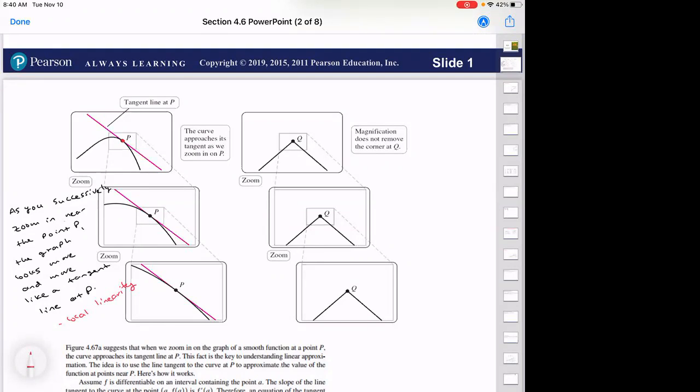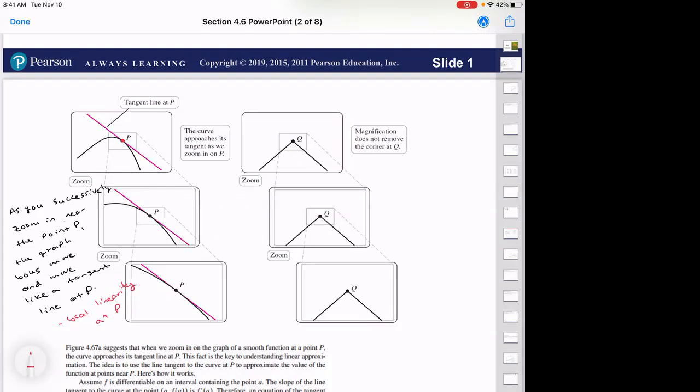The graph is not a straight line, right? But the tangent line is a linear function, isn't it? y = mx + b is a linear function. So the graph looks more and more like a linear function, a straight line, at the point P. So we call that local linearity at the point P. Finding the tangent line at the point P means we can find the derivative of the function at the point P.